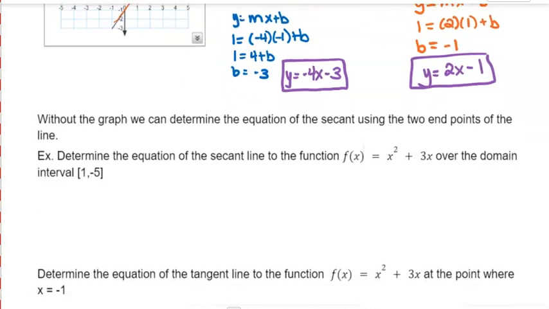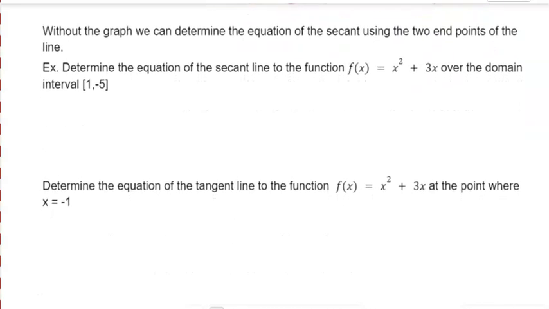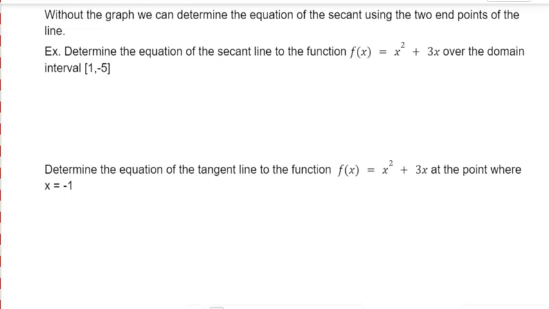Okay, let's move on. So we can do this even if we don't have the graph and we're just given a particular interval. So this is the same thing. Now we're going to be looking at this function over the interval. So this is not a coordinate, it's the interval 1 through -5. So I want to find f at 1 and f at -5.